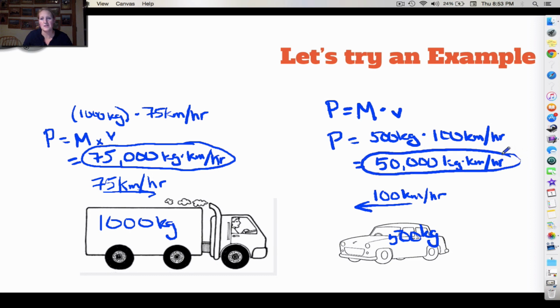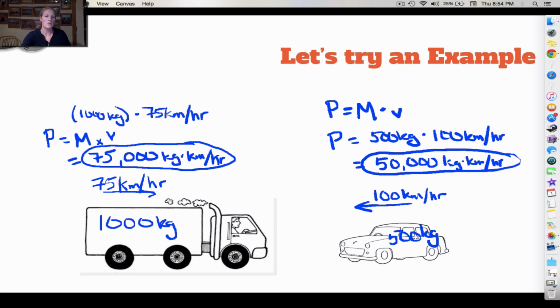And so when you compare these two, even though this car is moving much faster, the momentum that each of these have is different. The momentum for this truck is much more than the momentum for this car. It's about 25,000 kilograms by kilometer per hour more. Sorry. So that's why the truck can do a bit more damage. Even though the car is traveling faster, the truck has a greater momentum.